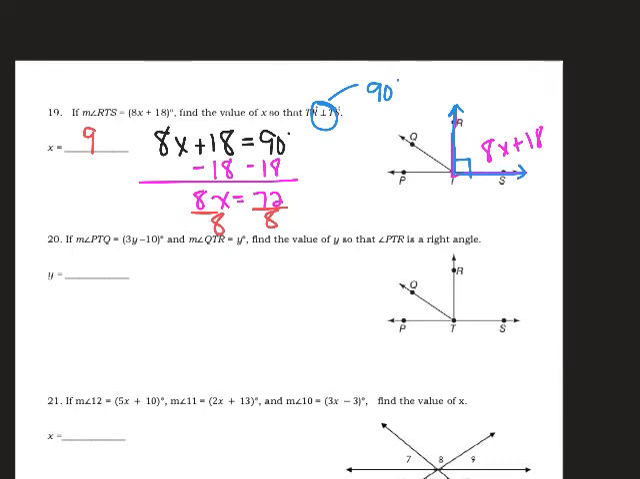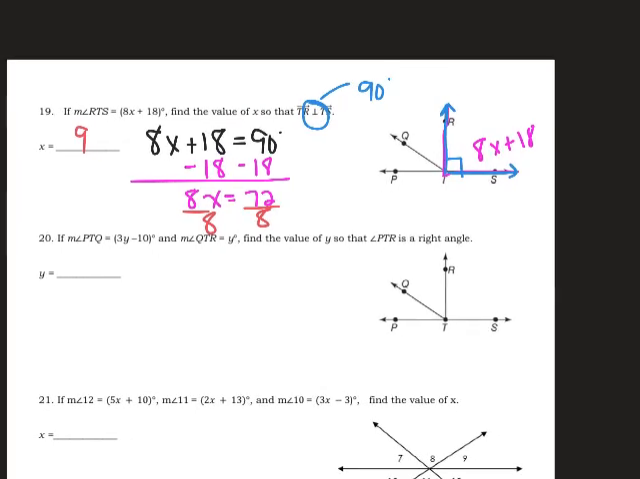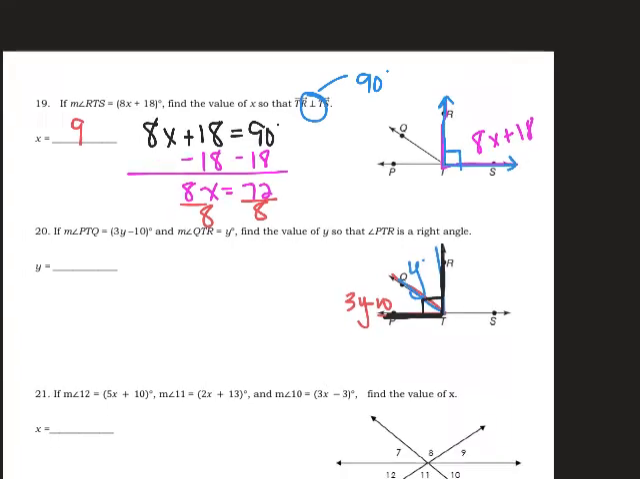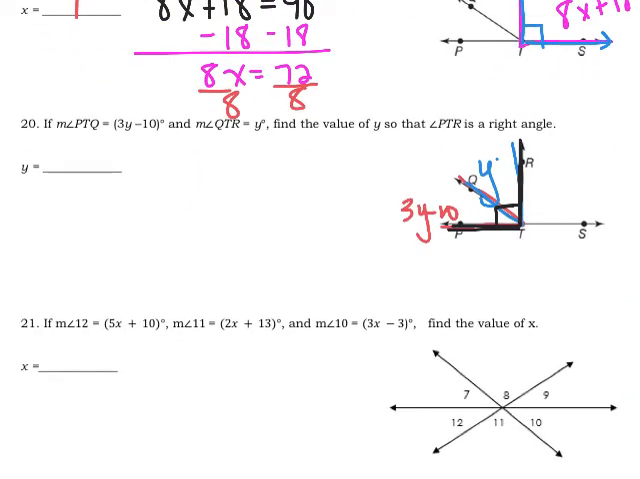All right, next one. PTQ is 3y minus 10. QTR is y. Find the value of y so that PTR is a right angle. How many degrees are in a right angle? 90. Good. So what should I do with these two equations if I'm solving for y? Add them. And then do what? Equal it to 90. Good.